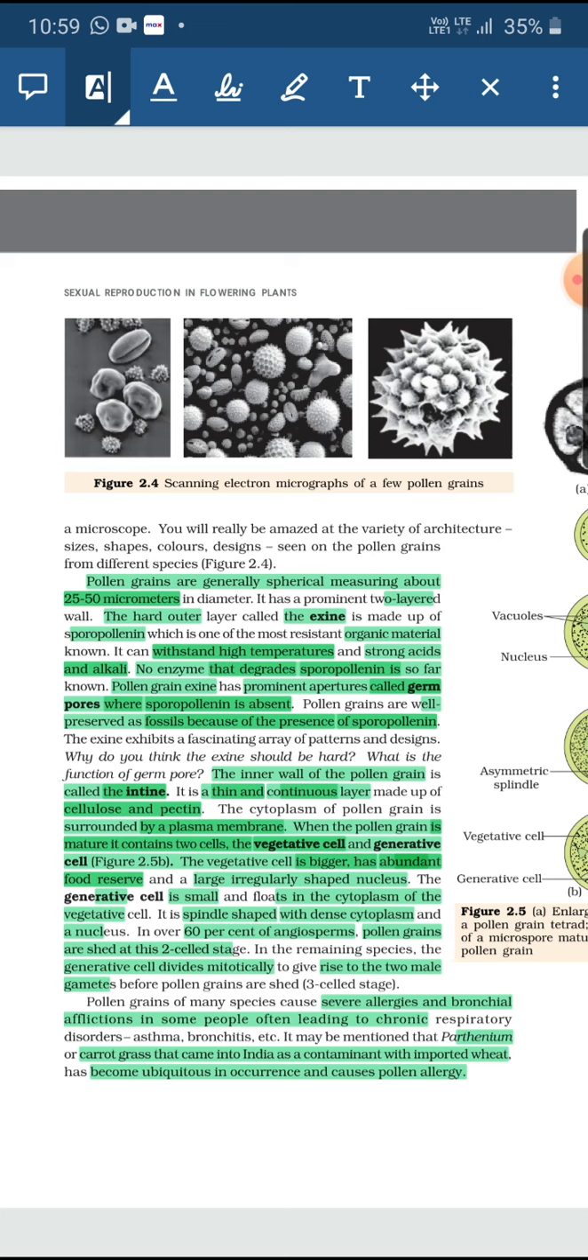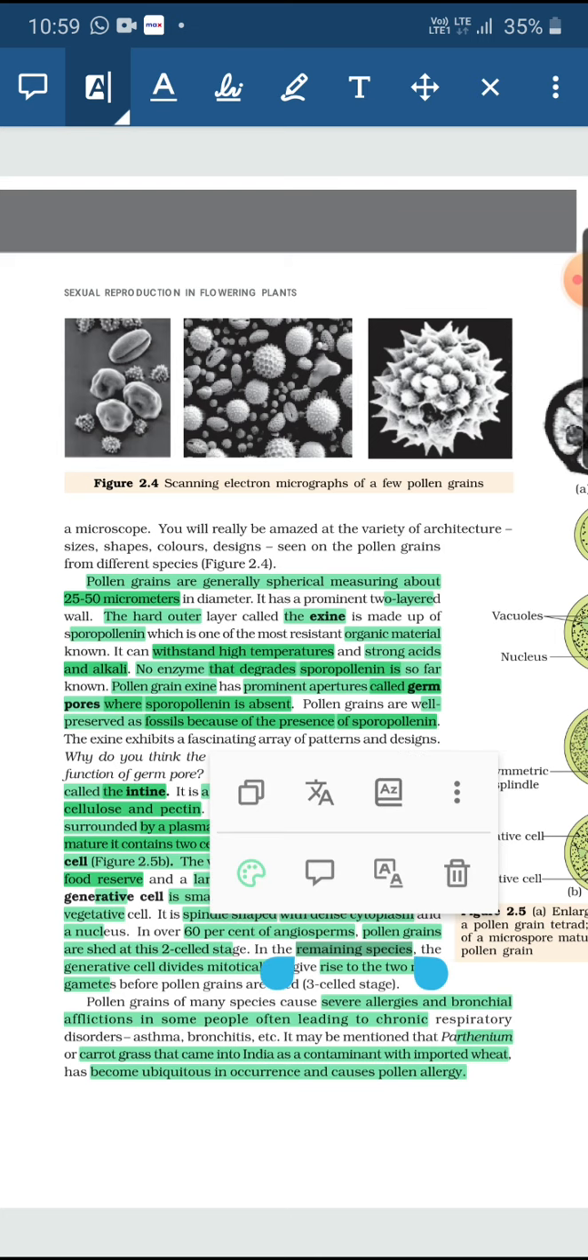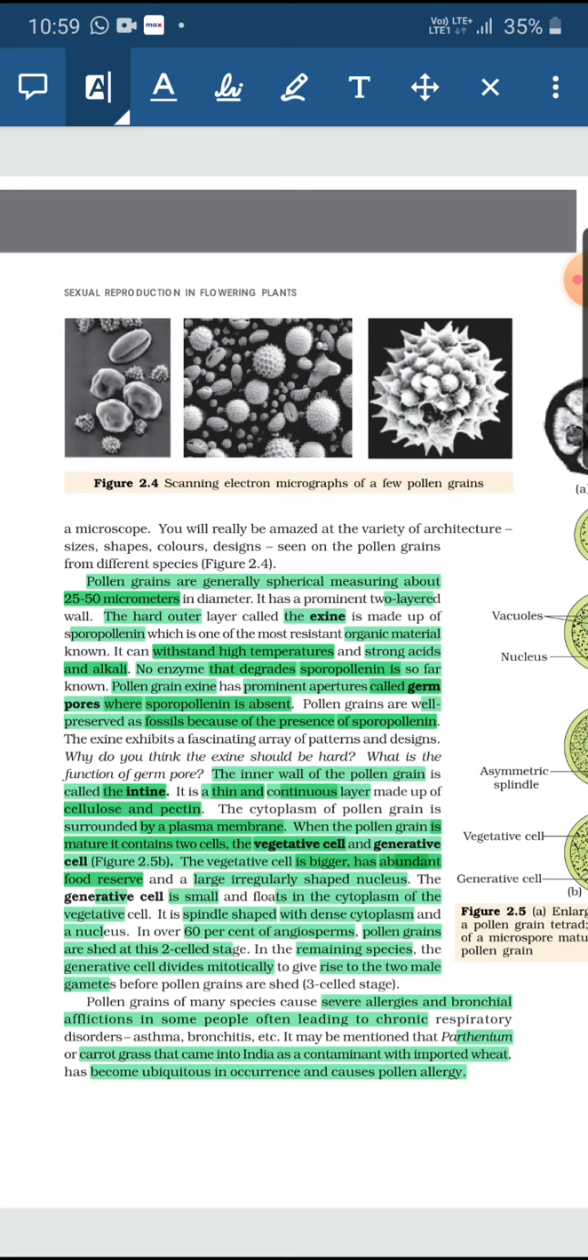But in the remaining species, that is in the 40%, the generative cell also divides mitotically to give rise to two male gametes before the pollen grains are shed. So, in many types of flowering plants, the pollen grains are shed at the three-celled stage. Three-celled how? One is the vegetative cell and the generative cell divides into two male gametes. So, three cells we have.